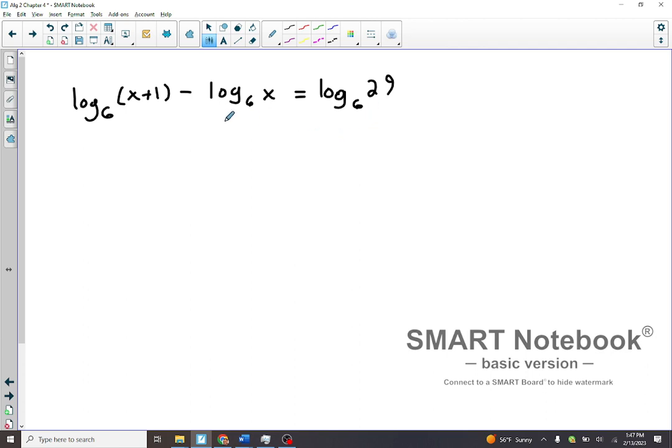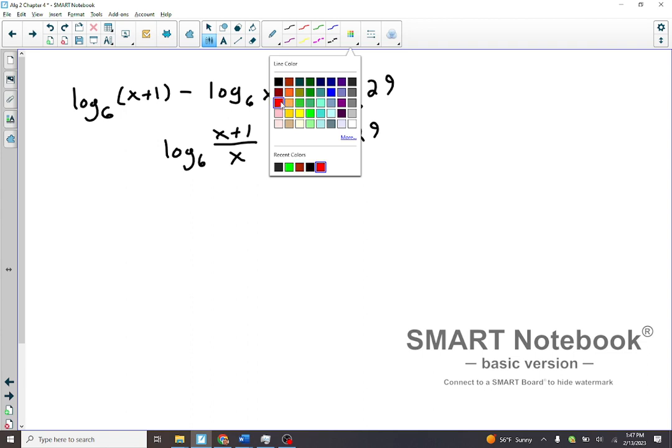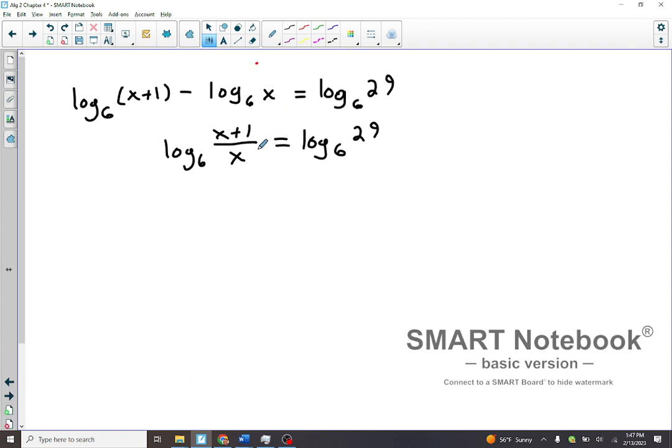Okay. I need to condense these. When you subtract logs, when you condense them, they become what? Does anyone remember? Division. So I'm going to rewrite this as log base 6 of x plus 1 divided by x equals log base 6 of 29. Why don't I do log base 6 of x plus 1 over x?